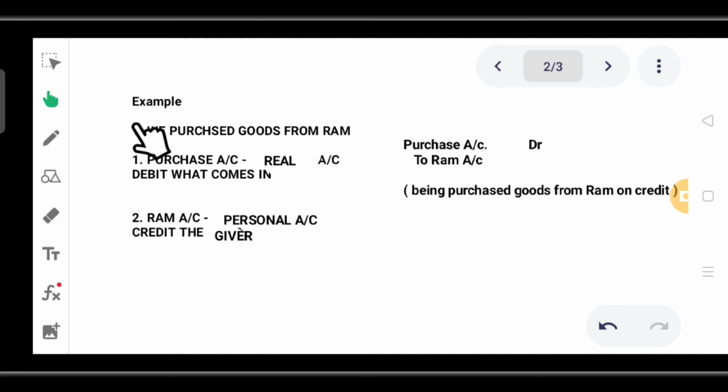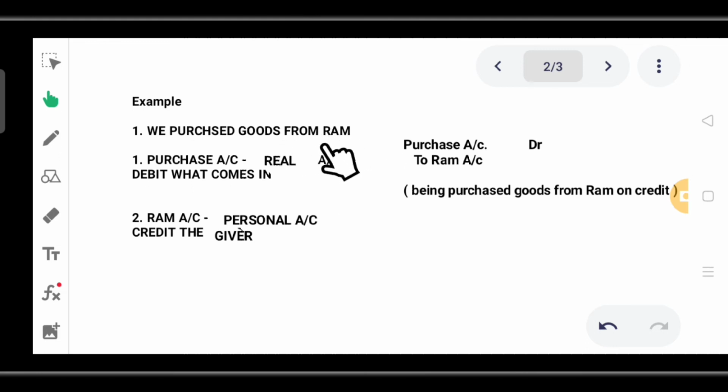So the first example is we purchased goods from Ram. We have written here we purchased goods from Ram. It is not mentioned by cash. It is given the name of a person, Ram. So if it is not mentioned by cash, it may be by credit. So they have specified the name.